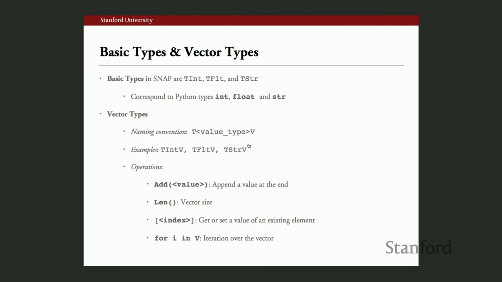Then for vector types, in Python you usually don't need to say what's in a list. But in Snap, you often need to declare vectors that are then passed by reference into functions. I'll explain later what I'm talking about, or you'll see examples of it. And you need to explicitly say what types are in the vector. So you can't just say, oh, I have some list, like you would in Python. If you have a vector of ints, it's a TIntV, and that's just the naming convention for vectors: T value type V. And you can do a lot of the same things. You can append things, get the length, index into it, and iterate over all the elements.